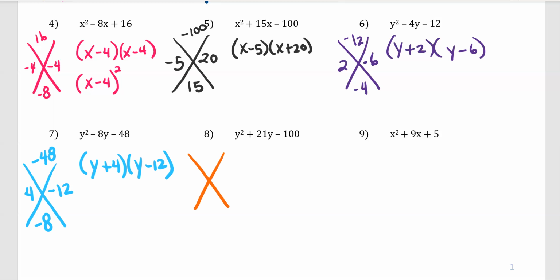Number 8, the factors of negative 100 that add to 21. 4 and 25. I need a negative product, but a positive sum, so the bigger number needs to be positive. So my factors are y minus 4 and y plus 25.